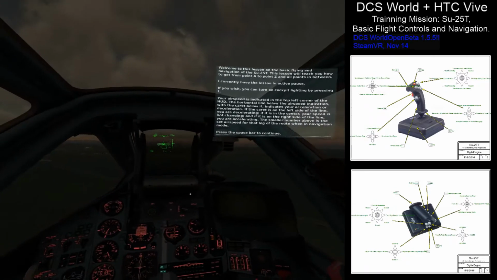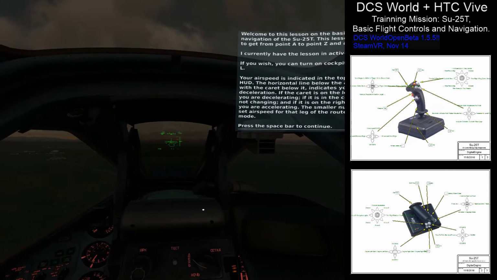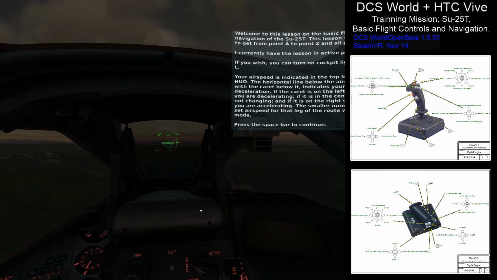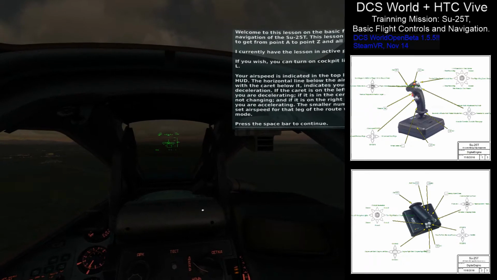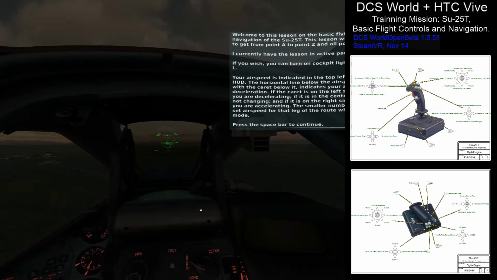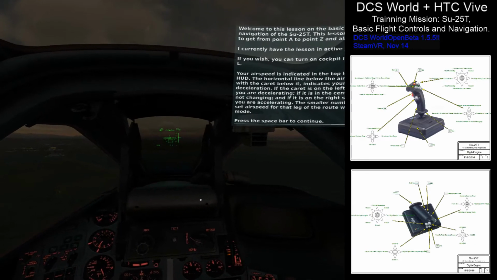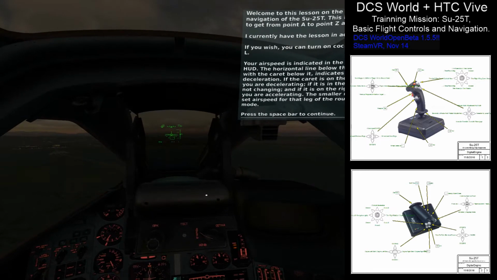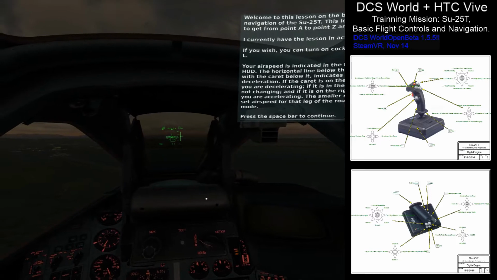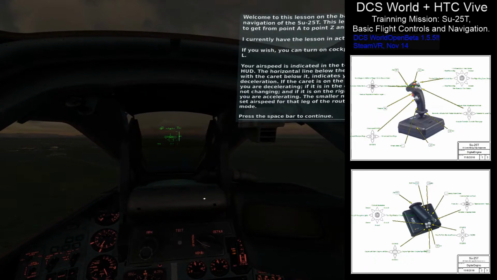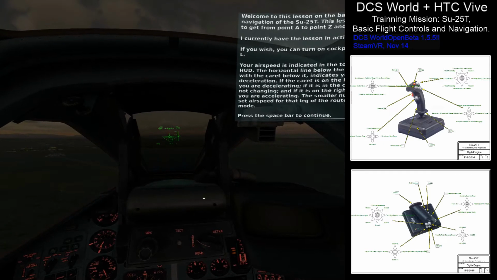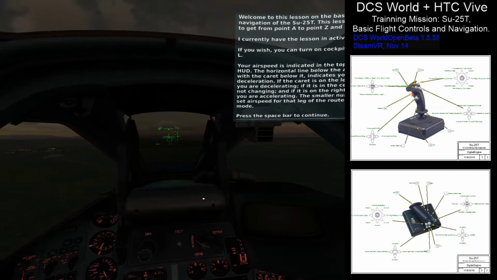Your airspeed is indicated in the top left corner of the HUD. The horizontal line below the airspeed indication with the caret below it indicates your acceleration or deceleration. If the caret is on the left side of the line, you are decelerating. If it is in the center, your speed is not changing, and if it is on the right side of the line, you are accelerating. The smaller number above is your set airspeed for that leg of the route when you're in navigation mode. Press the spacebar to continue.